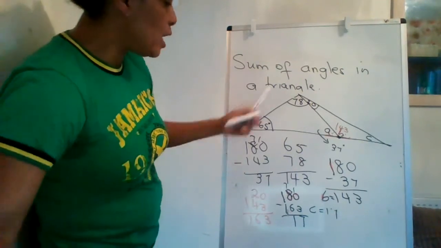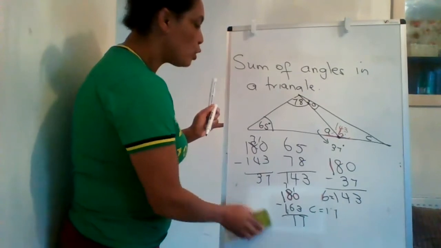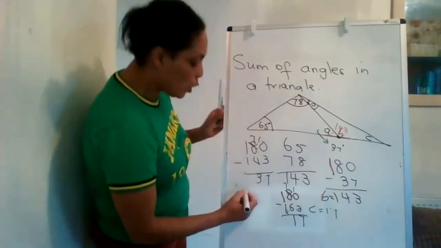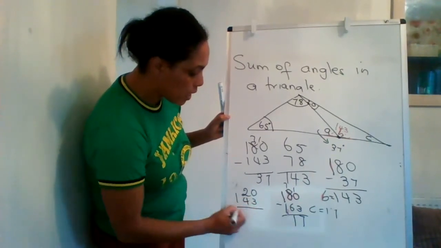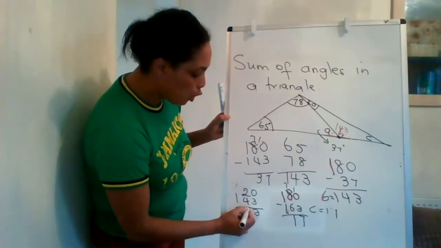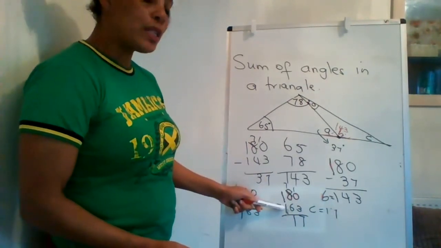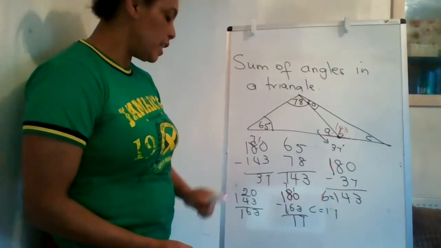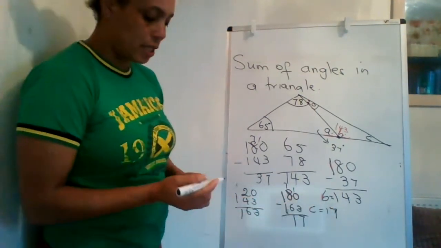Then we're asked to find C. To find C, we know that C is inside of this triangle here. So if we want to find C, we're going to have to add 20 plus 143. And we're going to be getting 163. We're now going to have to take that 163 from 180 and we get 17. So C is equal to 17.